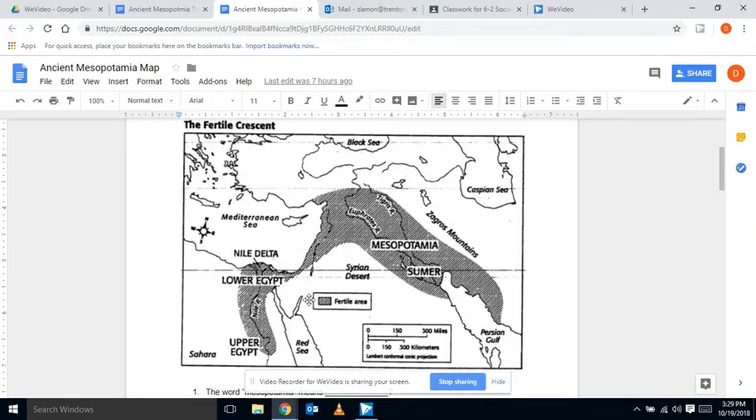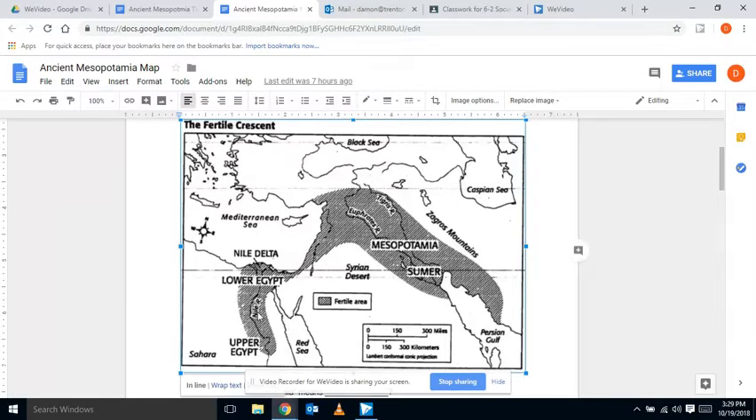And then I look and see what features there are. I see there's the Tigris River, Euphrates River, Nile River. I also see there's a Syrian desert, Zagros Mountains, and I see that there's the Caspian Sea, Black Sea, Mediterranean Sea, Red Sea, and Persian Gulf.